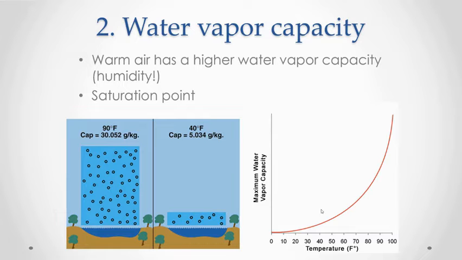You can see on the left the difference between the water capacity at 90 degrees Fahrenheit, which is pretty tropical, versus 40 degrees, which is pretty polar, like cold polar. And you can even see on the graph on the right how the maximum water vapor capacity changes with temperature. It actually increases exponentially.